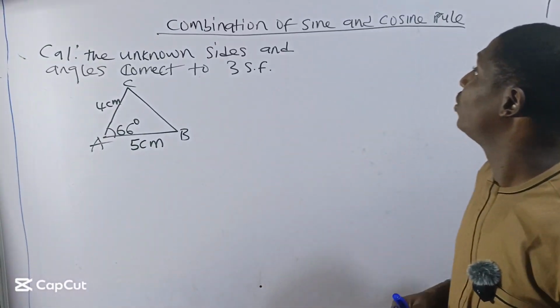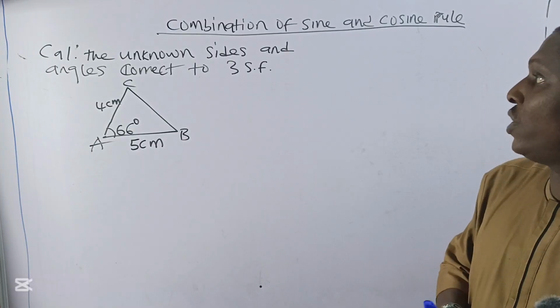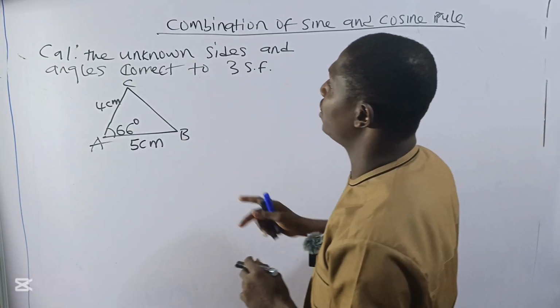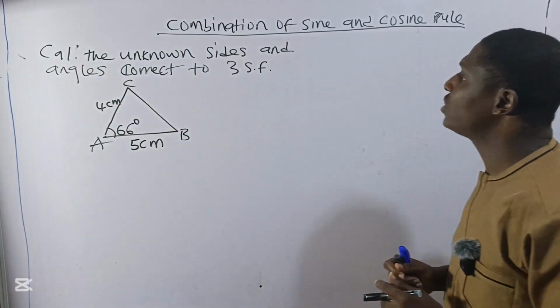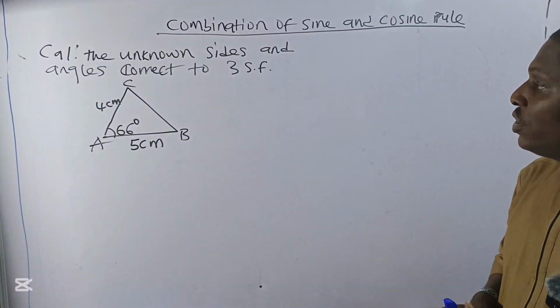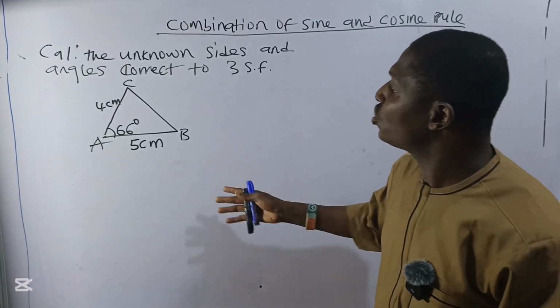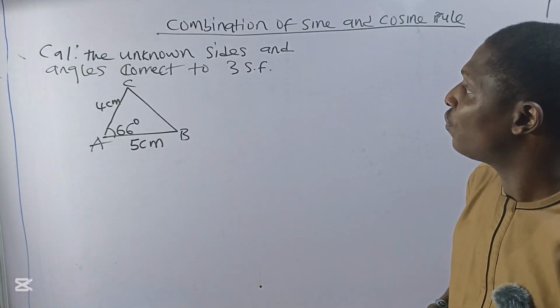Welcome back everyone. Today we'll be looking at the combination of sine and cosine rule in solving triangles. The first question on our list tells us to calculate the unknown sides and angles correct to three significant figures. What this question is trying to say is that the sides which are not given should be made known, and also the angles that are not given should be solved for.